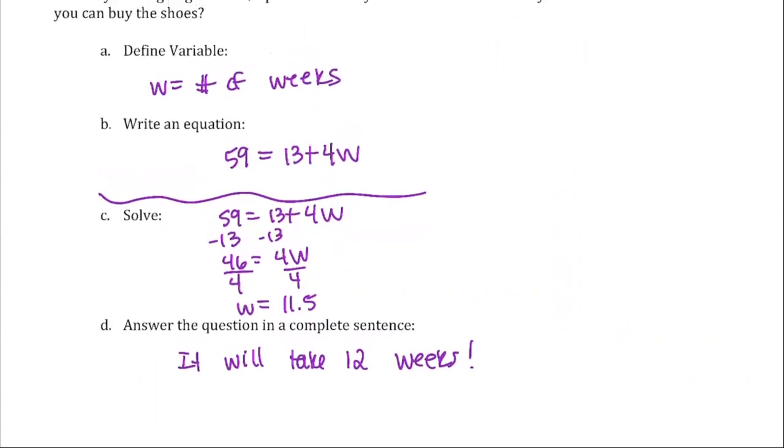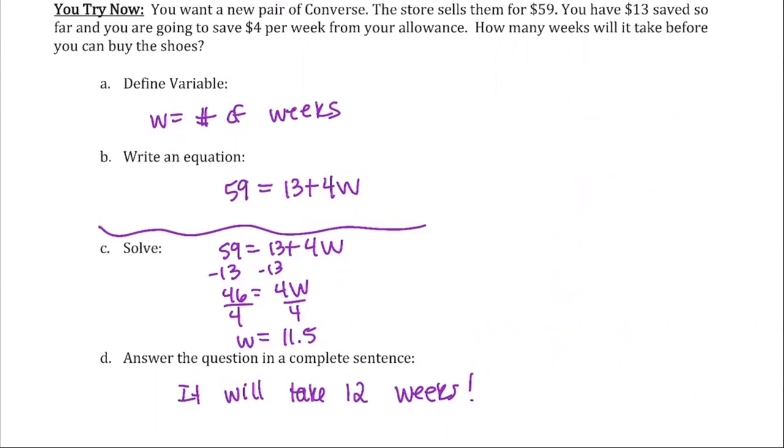Part C, all you have to do is then solve, subtract 13, and then divide by 4, and you get 11.5. But remember, to answer it in question D, we want to make sure that our answer makes sense. Since you only get your allowance once a week, you can't have 0.5 of a week. If it would take you an extra half week to save for these shoes, that just means you have to go a whole extra week. So instead of 11.5, the final answer should have been that it takes about 12 weeks.